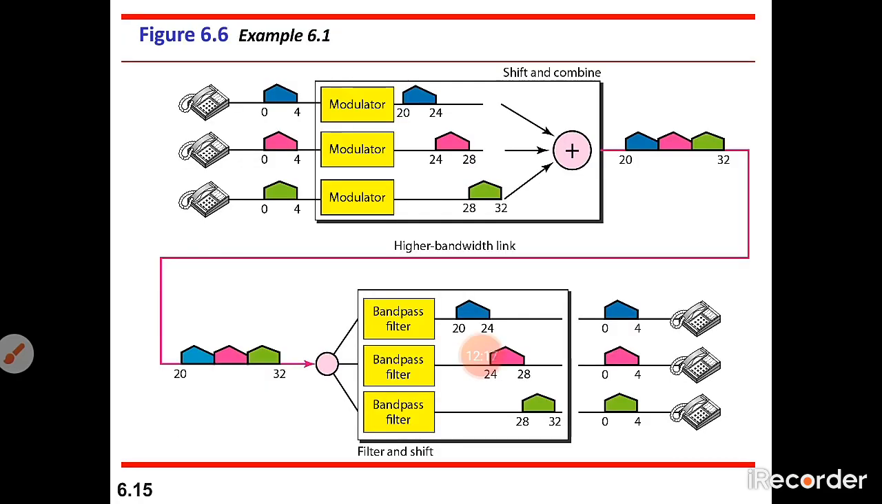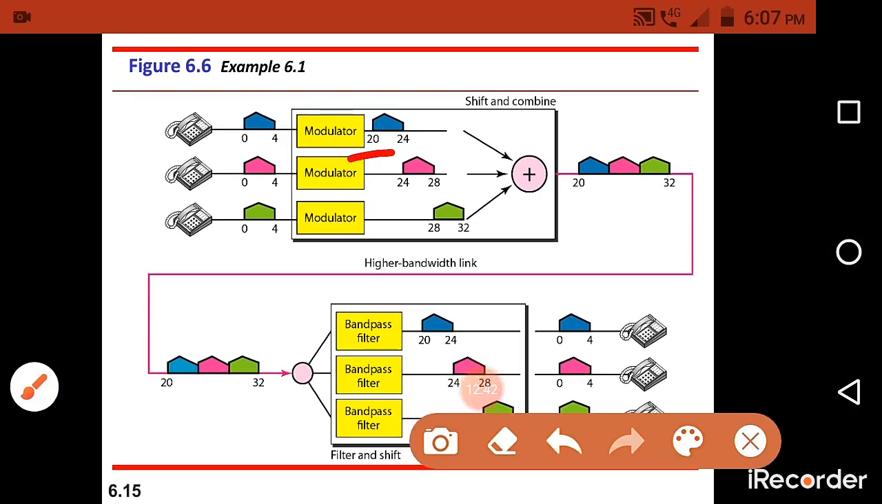After modulating we will get the different frequency ranges, and after that we need to combine those. After combining we create the composite Y channel, which has a frequency from 20 to 32, because the initial frequency is 20 and the last one is 32. So once we combine those signals we will get the frequency range from 20 to 32.